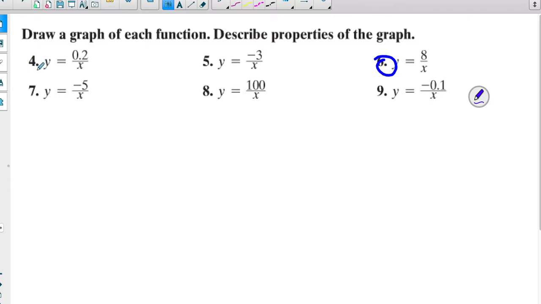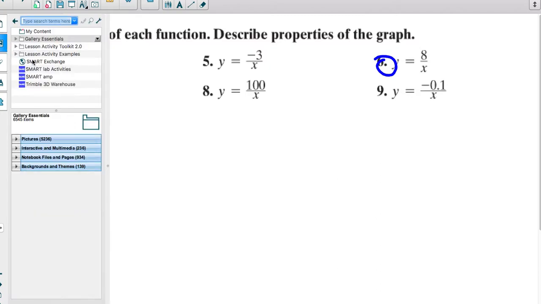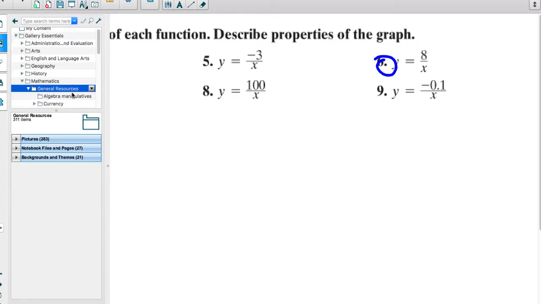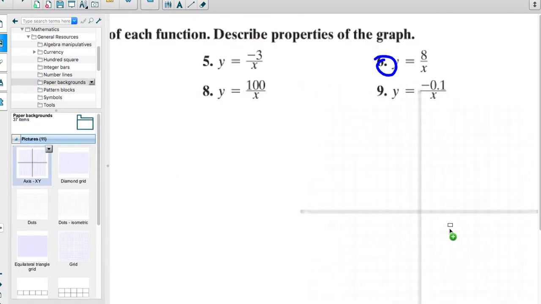All right, so we have y equals 8 over x. And actually, I think I may even go ahead and cheat so that I can get the graph paper so that it's not too horrible. And let me see if I can do this faster this way. I believe I can. Here we go. All right.